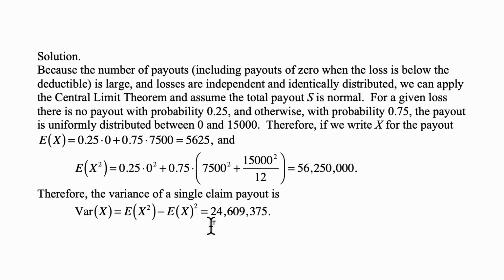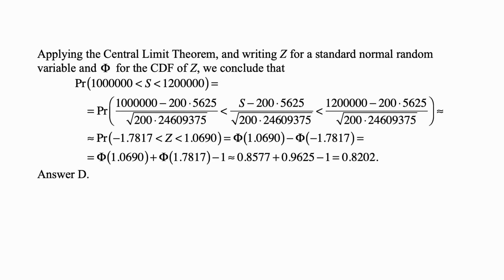Therefore, the variance of a single claim payout is E of X squared minus the square of the mean, that's equal to 56,250,000 minus the square of 5,625, and we calculate this to be 24,609,375. Now we apply the central limit theorem, and we will use the notation Z for the standard normal random variable and phi for the CDF, cumulative distribution function of Z.